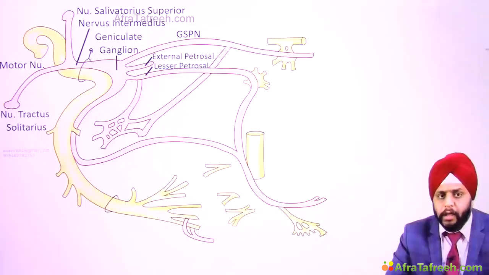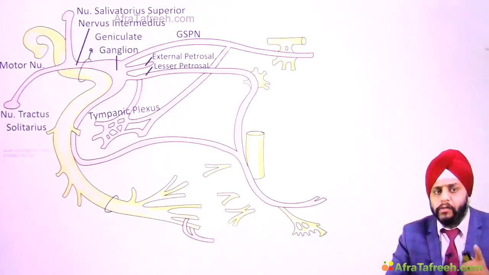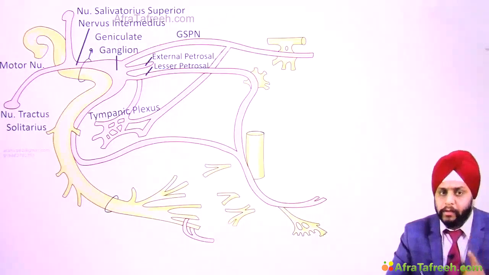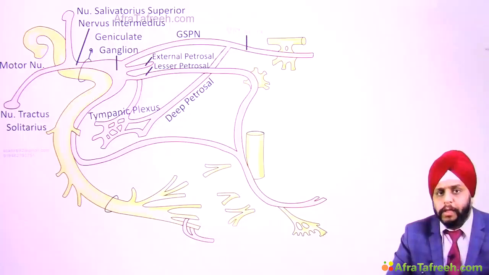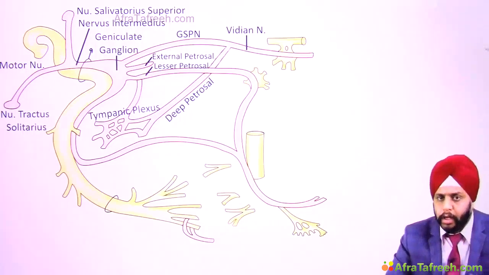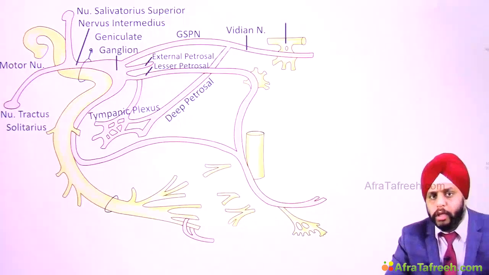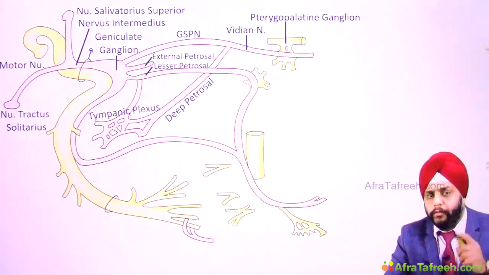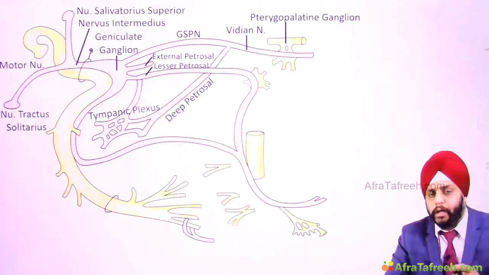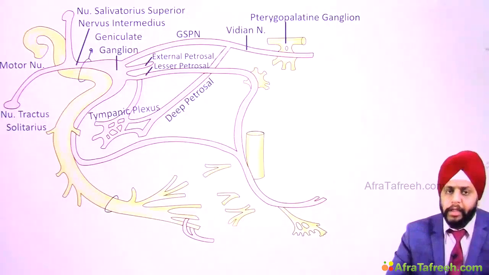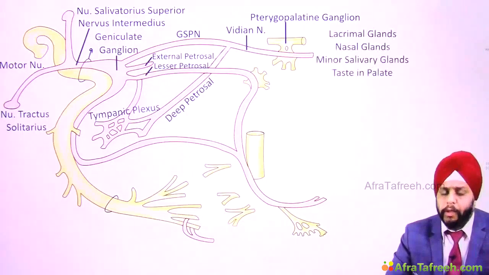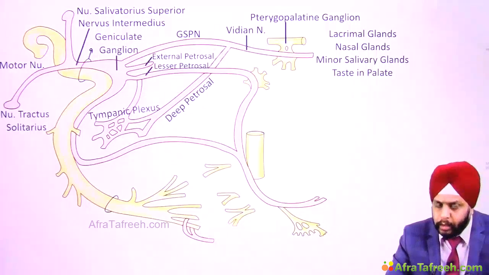The GSPN combines with the branch coming from the tympanic plexus. Which branch? Deep petrosal nerve, and together they form the Vidian nerve, the nerve of the pterygoid canal. This goes into the pterygopalatine fossa, where there is the pterygopalatine ganglion, right? And thereafter they supply four places: lacrimal gland, nasal gland, minor salivary glands, and taste in the palate, right?